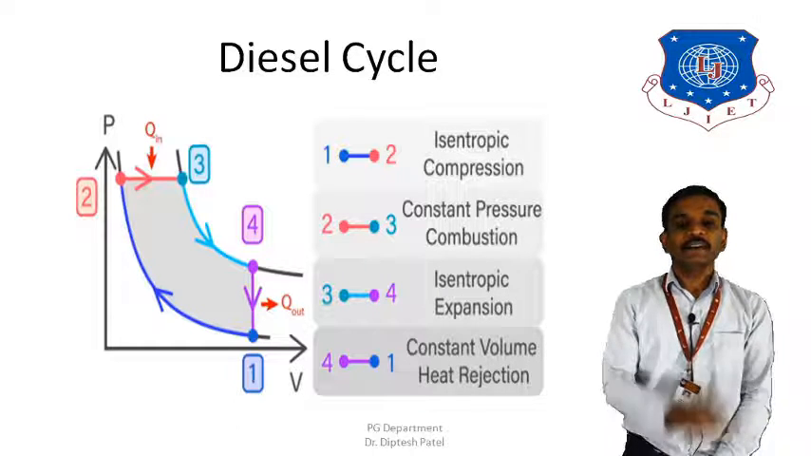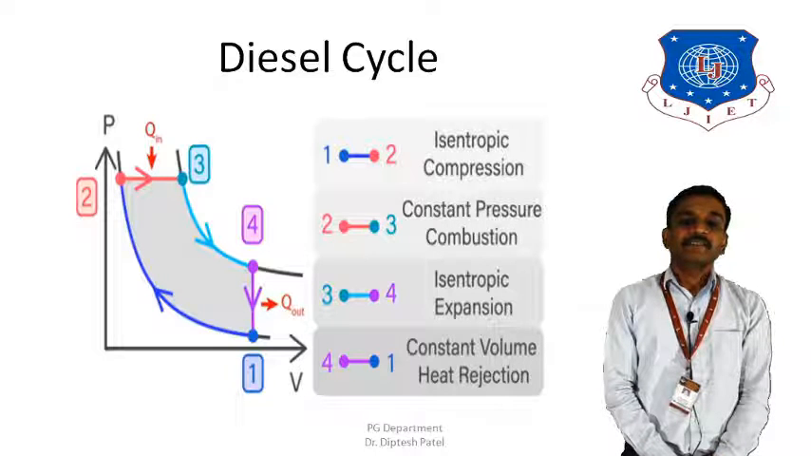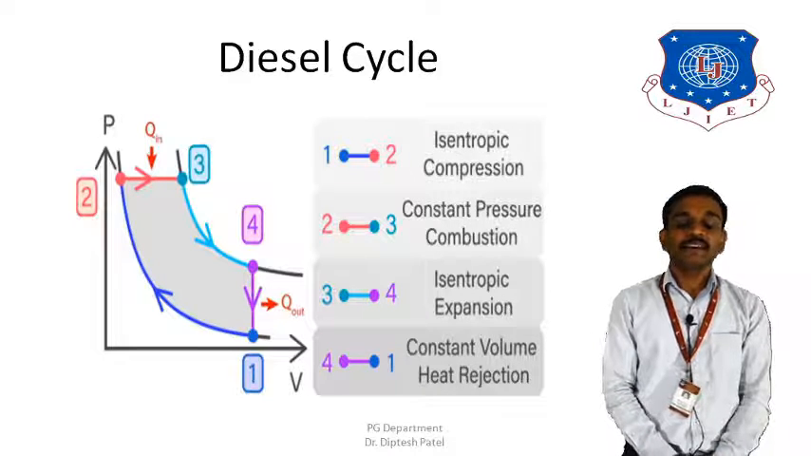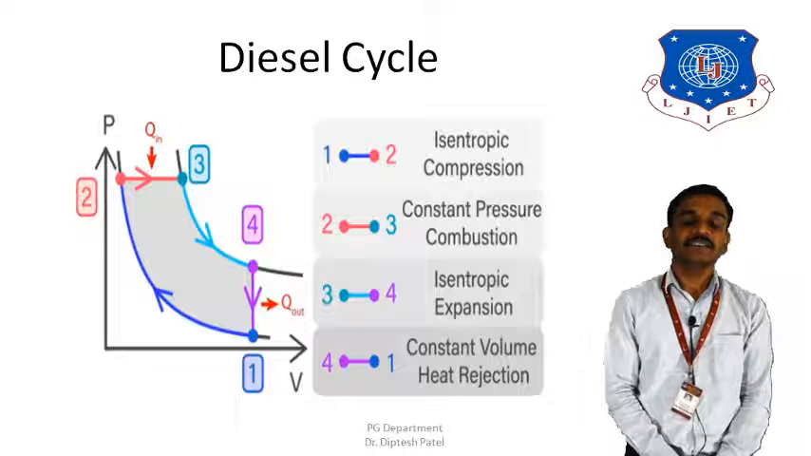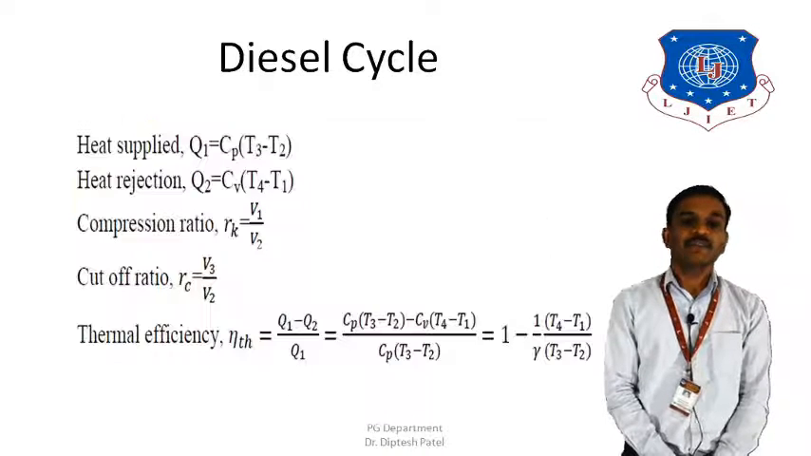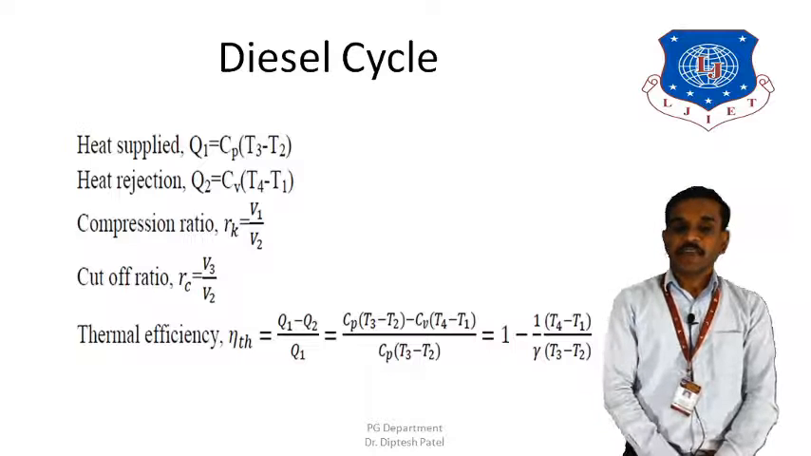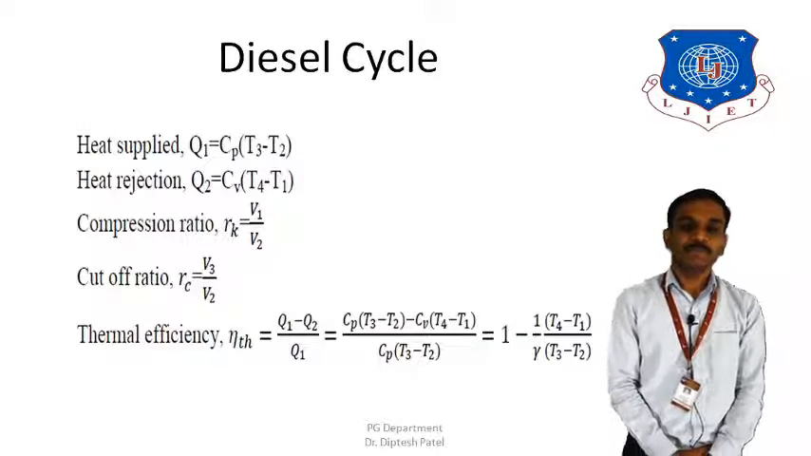So the only difference between the Otto and diesel cycle is the process 2 to 3, or heat addition process. In petrol engine it's a constant volume heat addition process. In diesel engine it's a constant pressure heat addition process. Now let's go through the efficiency, work done, and mean effective pressure of the diesel engine.